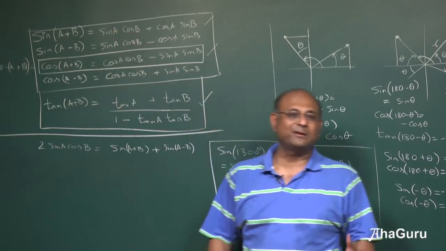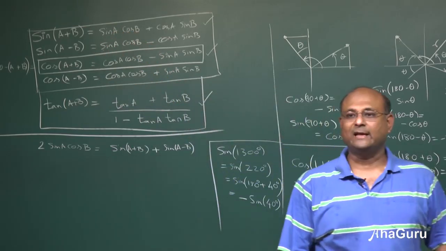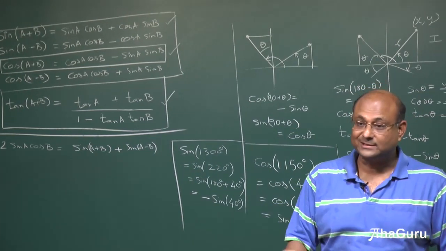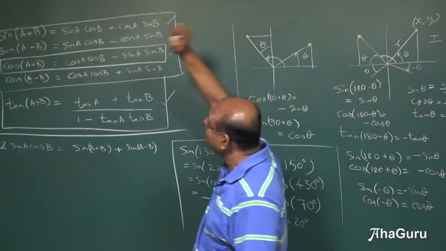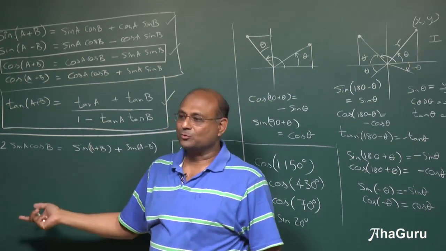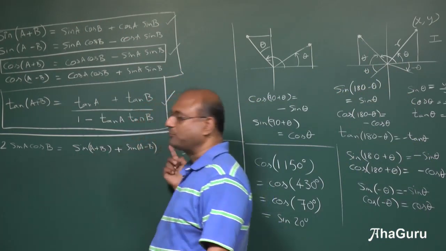Because you'll actually be given questions where you have sine of 15 cos of 30. Now you can't say sine 15 cos 30, oh no, I have to go and use that formula, write it down, then figure it out. Because you will get this too many times. So that means you need to remember this form also.